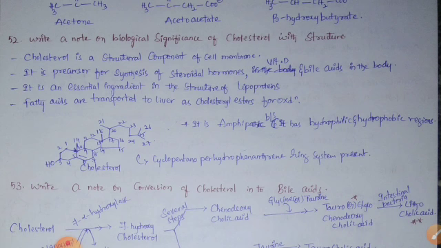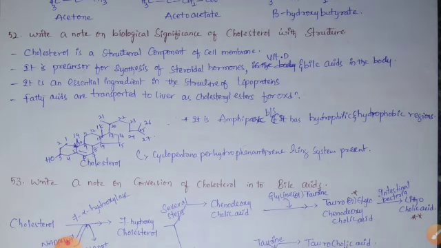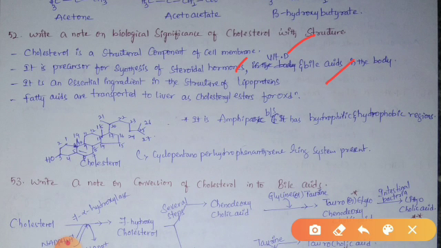Write a note on biological significance of cholesterol and draw its structure. So cholesterol is a structural component of cell membrane. It is the precursor for synthesis of steroidal hormones, vitamin D and bile acids in the body. Cholesterol is an essential ingredient in the structure of lipoproteins.